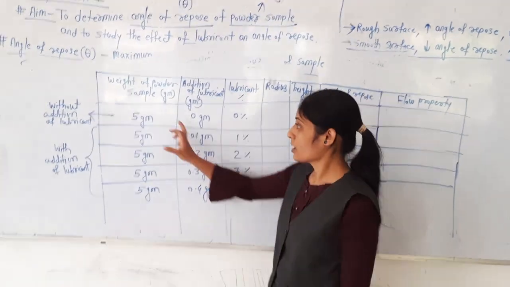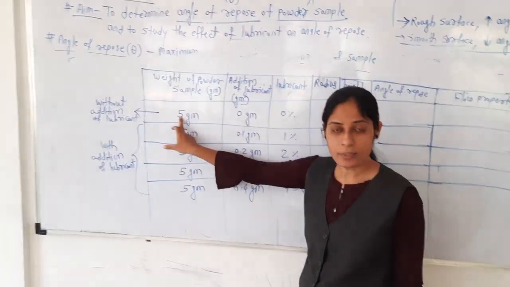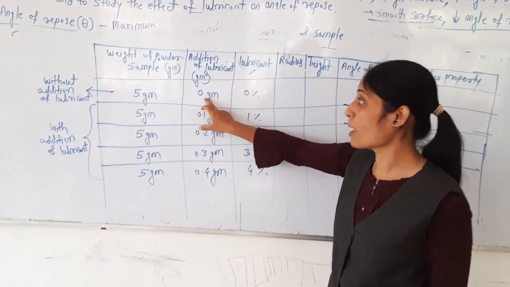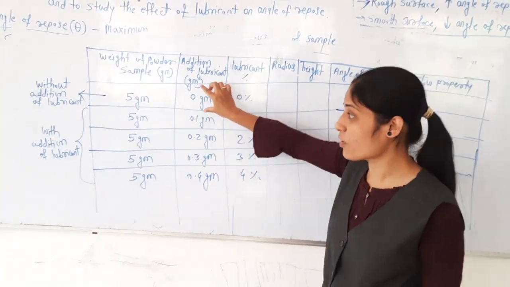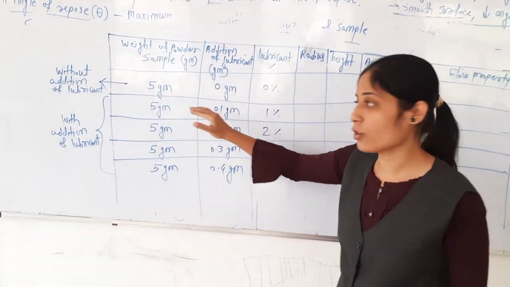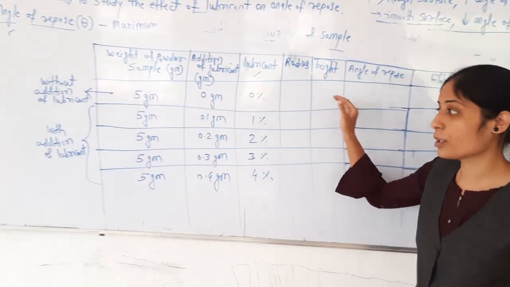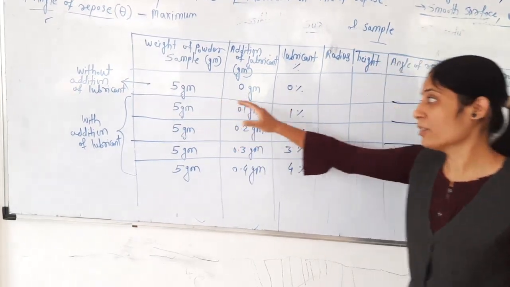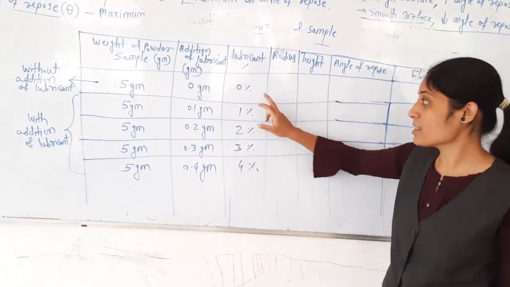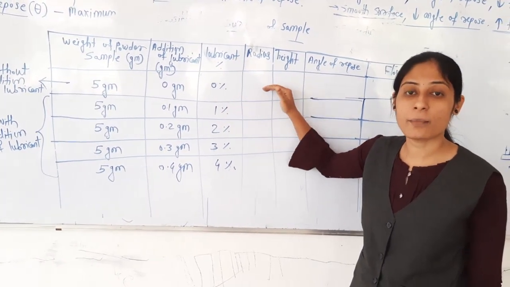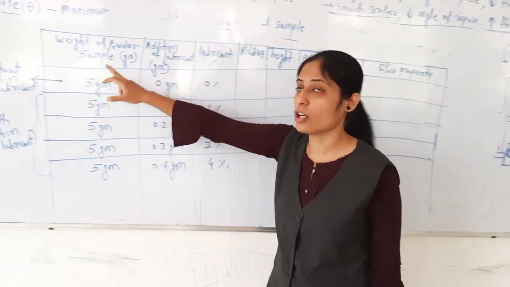In the first column, we take a 5 gram calcium carbonate powder sample. In that calcium carbonate sample we add 0 gram lubricant, which means without addition of lubricant. After taking the 5 gram calcium carbonate powder sample, we determine its angle of repose. Here 0% lubricant is present.